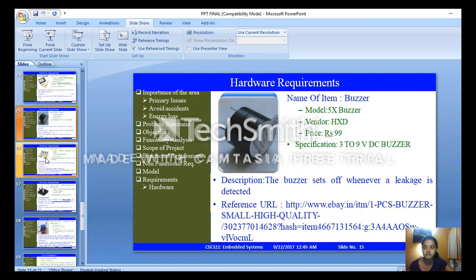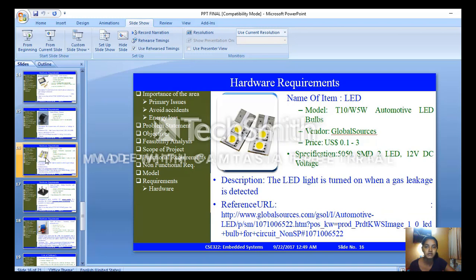The next hardware is LED. The model is T10W5W automotive LED bulb. The vendor is Global Sources. The price is $0.123. It is a 5050 SMD 2 LED 12 volt DC voltage. LED stands for light emitting diode. It is a semiconductor light source. The leakage of the LPG is indicated by using the LED light.